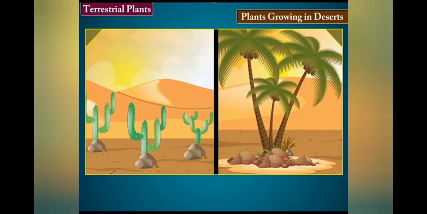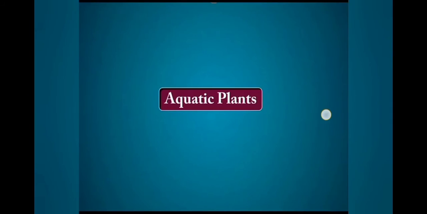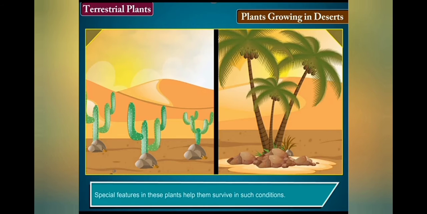So here are some more terrestrial plant examples, that is plants which grow in the desert, like the coconut plant and the cactus. Deserts are areas that receive very little rainfall. Hence only those plants that need very little water can survive here. Special features in these plants help them survive in such conditions.